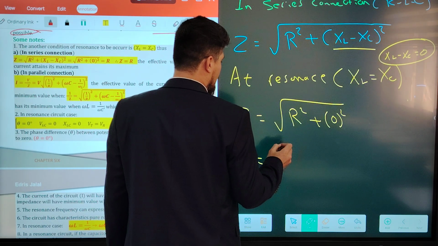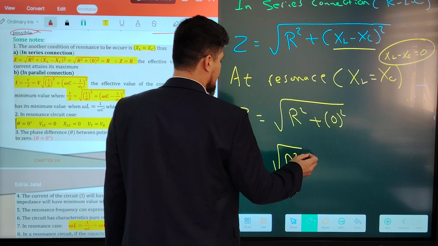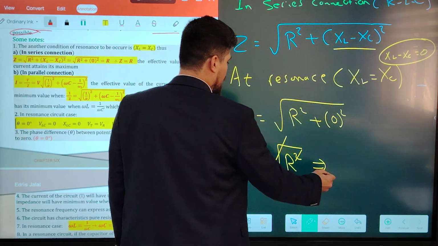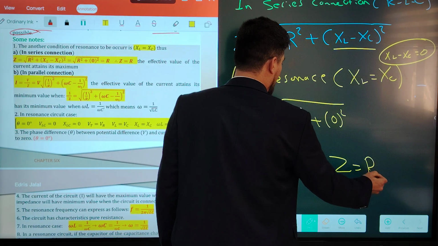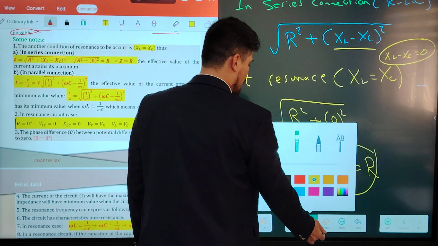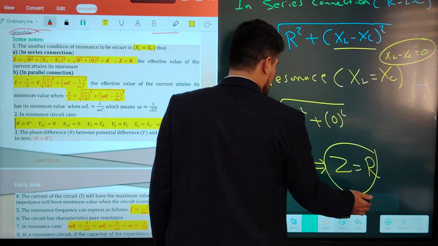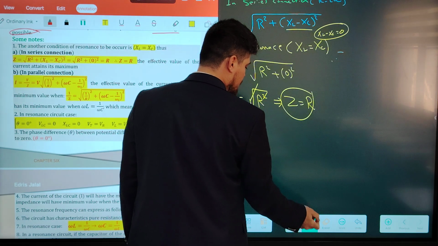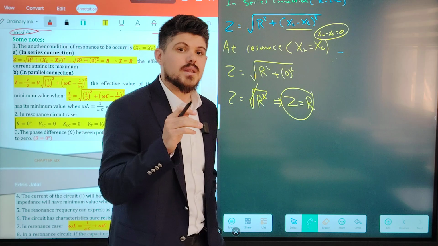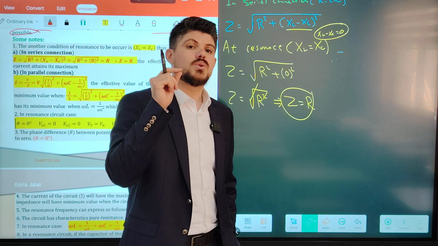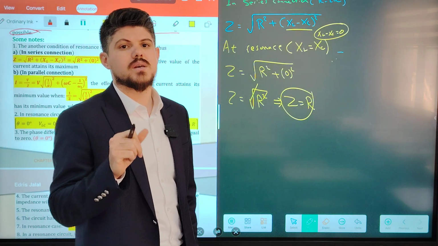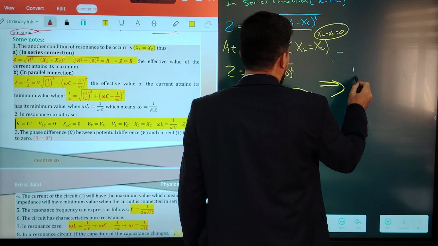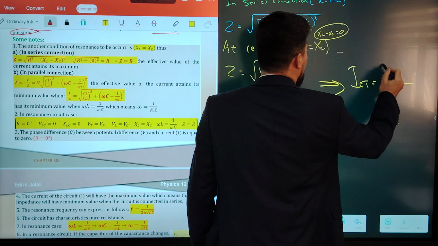Okay? So what remains? R squared. The square root with this power 2 cancel. What remains? Z is equal to what? R. In what? In series connection. In series connection, at resonance, guys, you have to keep in your mind, total impedance is equal to resistance. Z is equal to R. Okay? And I total is equal to what according to Ohm's law?